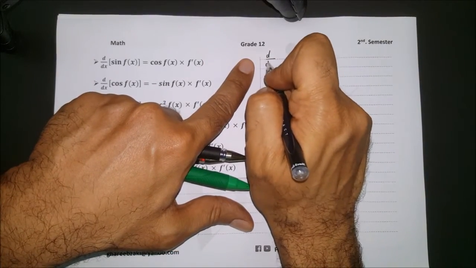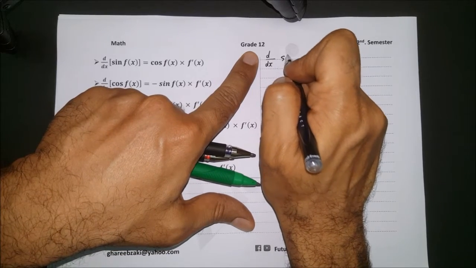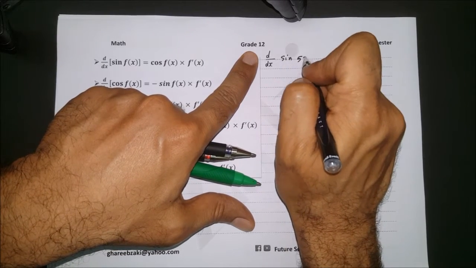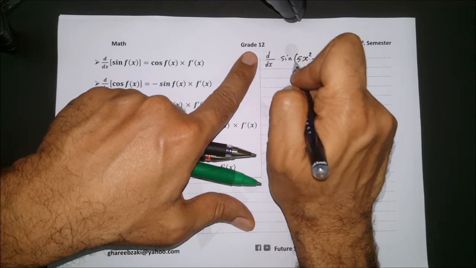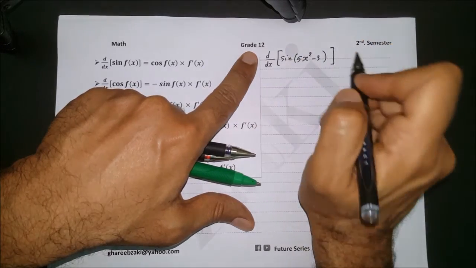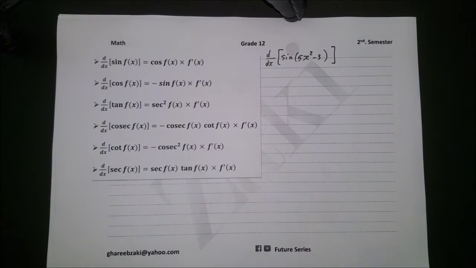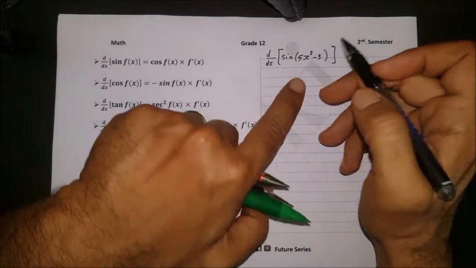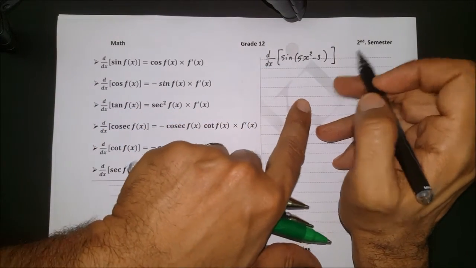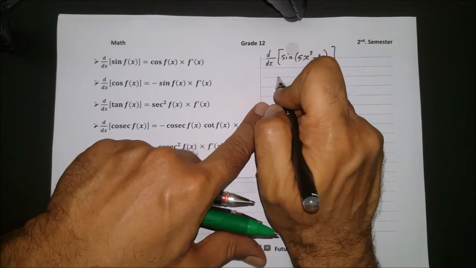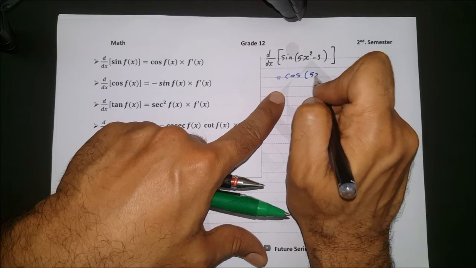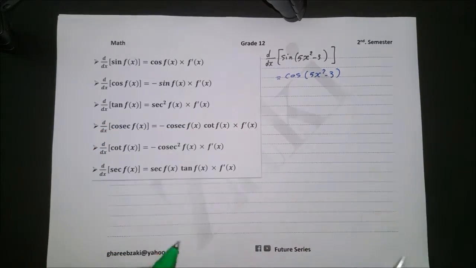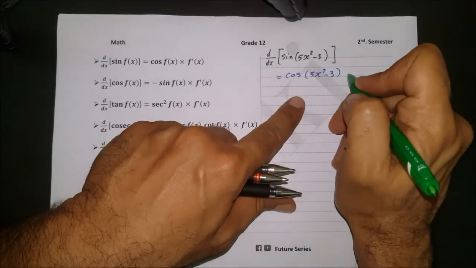d by dx of sine of 5x squared minus 3. So, what is the derivative of this angle? Differentiation of sine is cosine. So we write the answer is cosine of 5x squared minus 3, multiplied by the derivative of the angle.